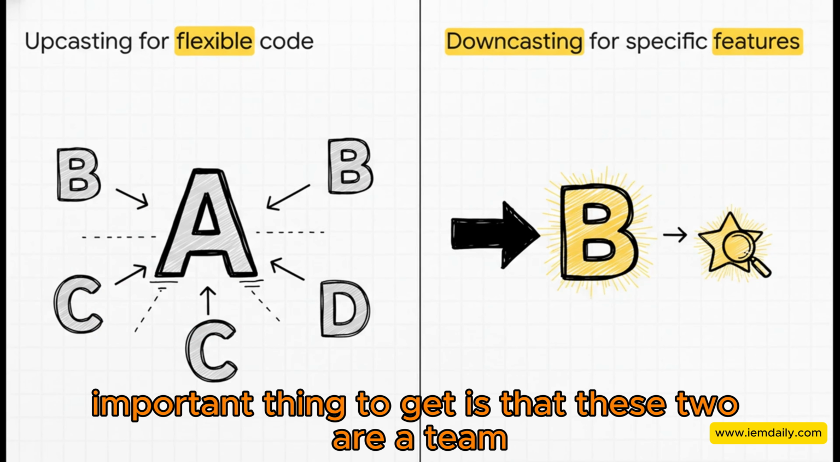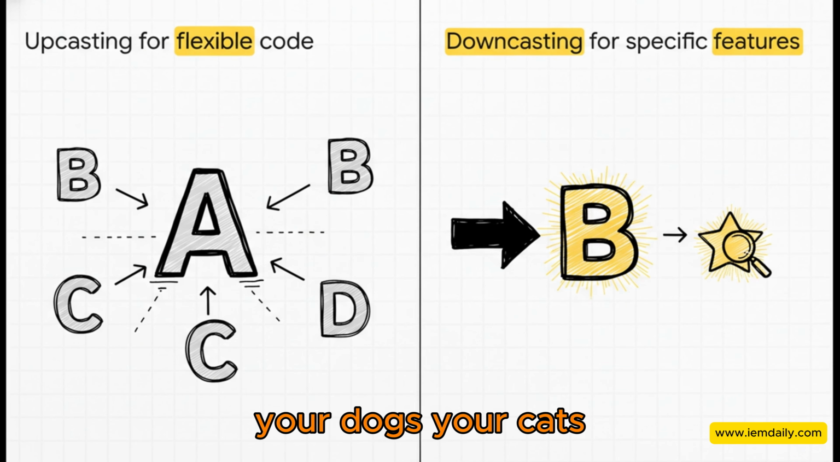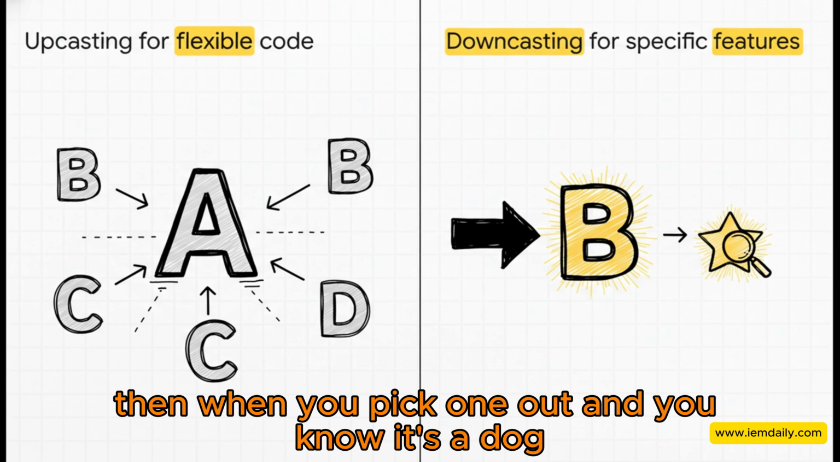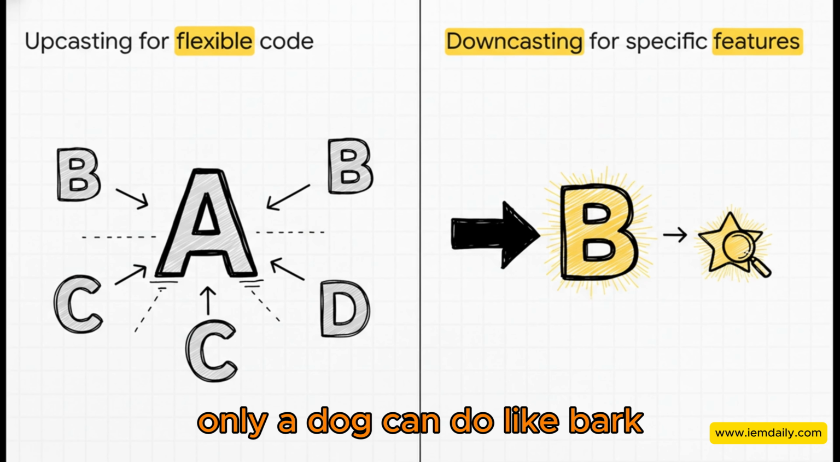But the most important thing to get is that these two are a team. They work together. You use upcasting to treat all your different objects, your dogs, your cats, your birds, as just one big group of animals. Then, when you pick one out and you know it's a dog, you use downcasting to tell it to do something only a dog can do, like bark.